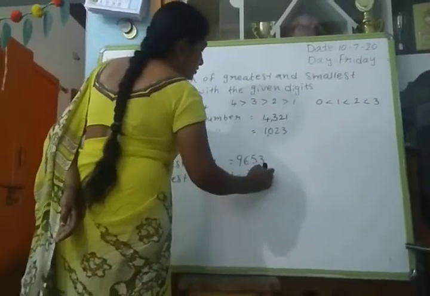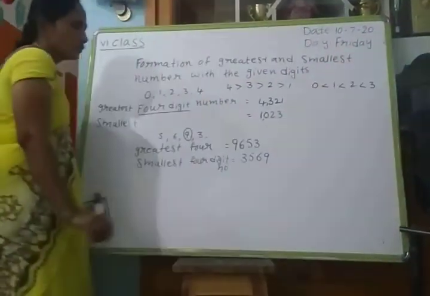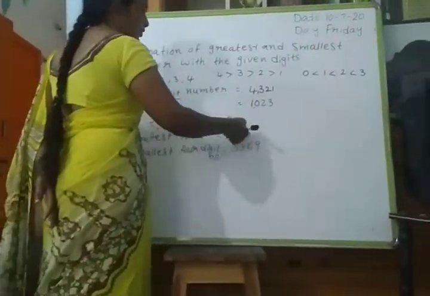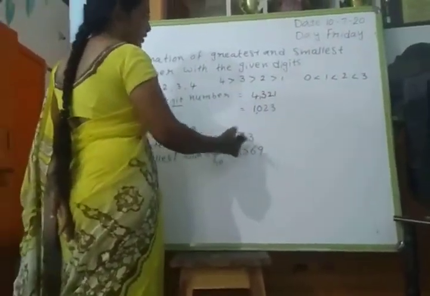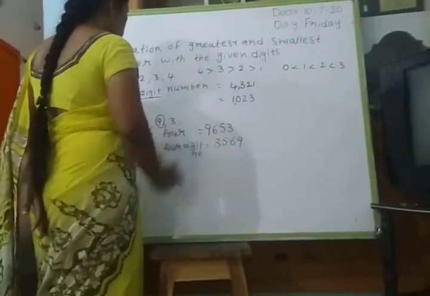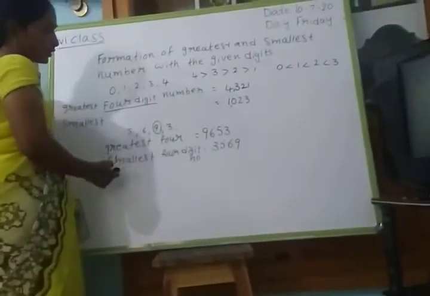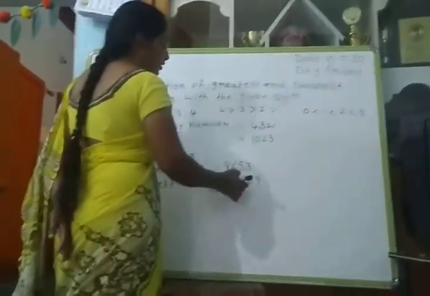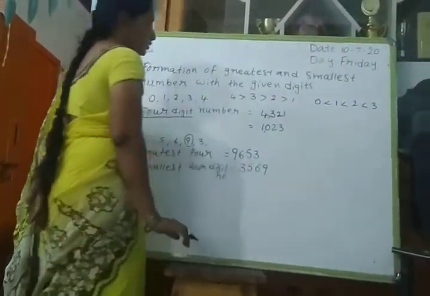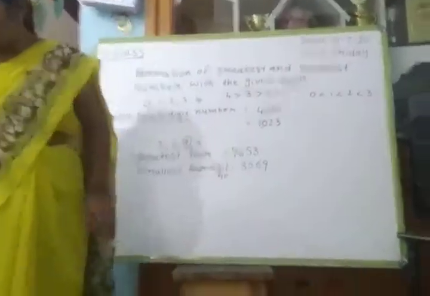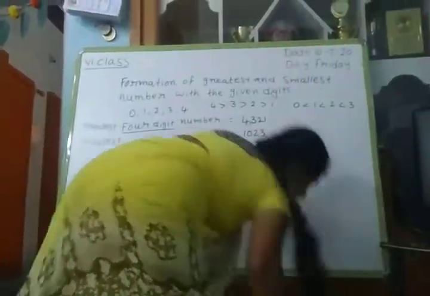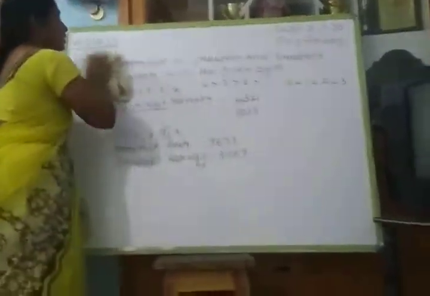3, 5, 6, 9. Remember, when you are writing the greatest number, we have to arrange the given digits in descending order, meaning greatest digit to smallest digit. And when you are writing the smallest number, you have to write in ascending order, meaning smallest to biggest digit. This is the formation of numbers using digits. Next, rounding of numbers.